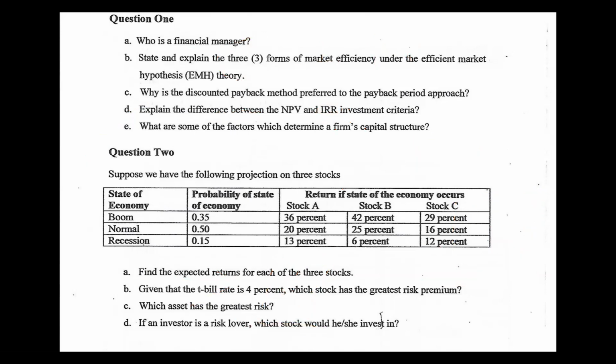You already know these things. What are some of the factors which determine the firm's capital structure? We looked at the firm's capital structure, which is made up of two main components. We have the equity part, where you have the shares, and you also have the debt part.